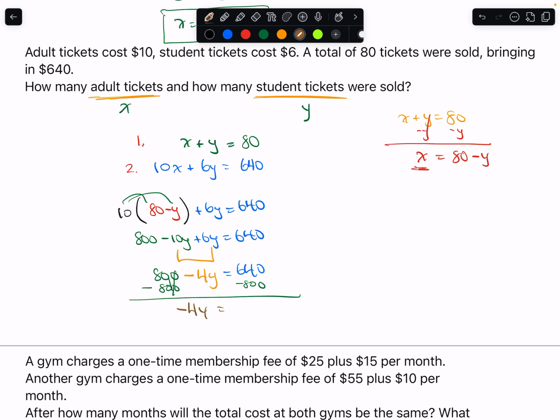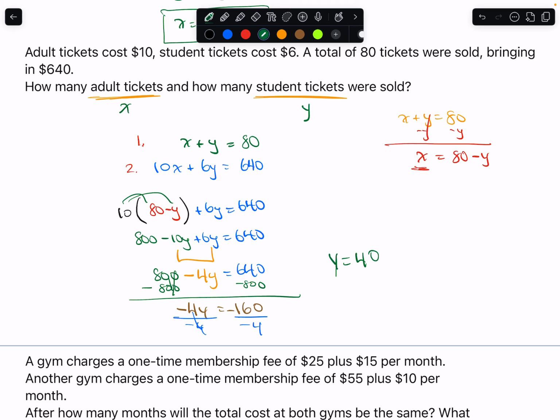4y is negative. And 800 minus 640, because it's opposite signs, 160. Negative 160. Divided by negative 4 on both sides, and y equals 40.